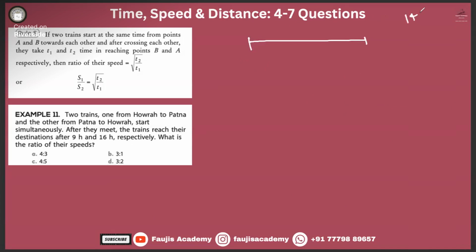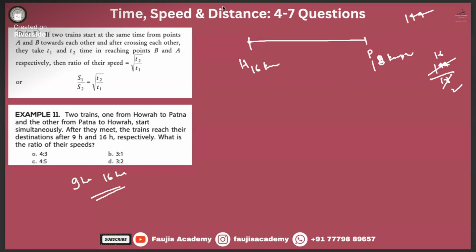So let's now assume 144 as the distance. Let's just chuck this 9 hour and 16 hours. Let's assume that the train traveling from Howrah has a speed of 16 kmph, and the train traveling from Patna 9 kmph. Or otherwise, 144, 72, 36, 16, 18, 18, 2. Yes, let's assume 16 and 18.